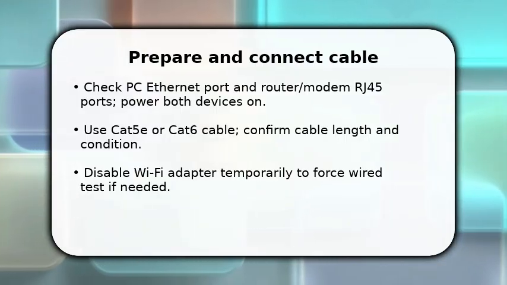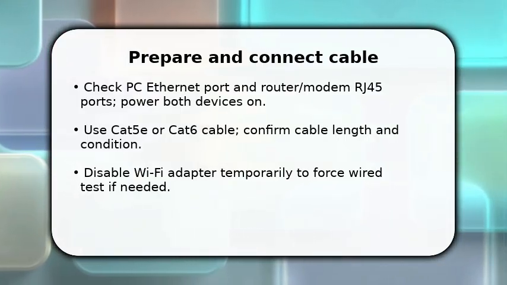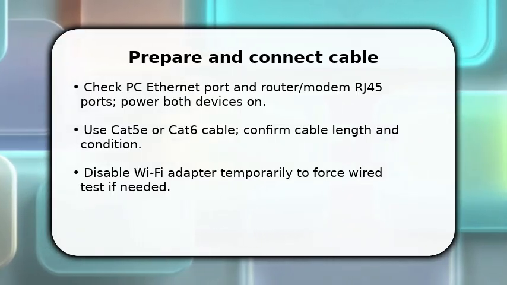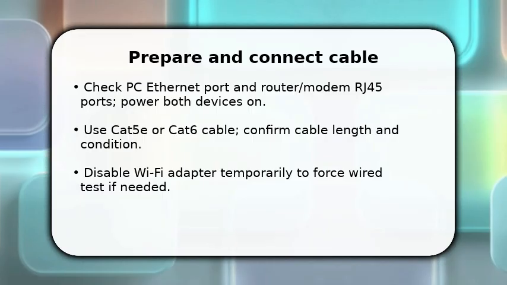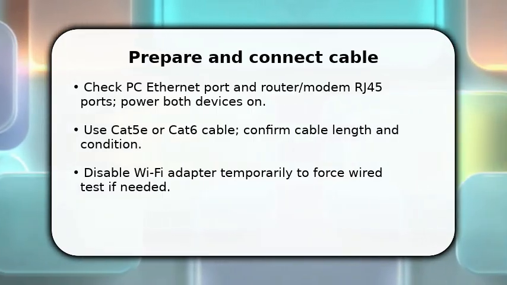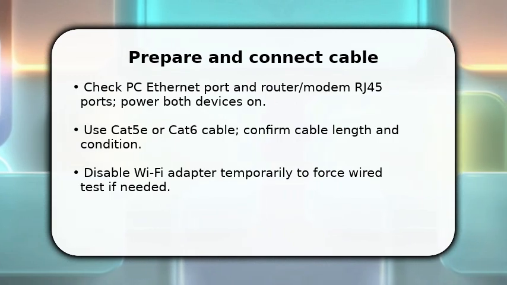If you want to isolate issues, disable Wi-Fi so you test only the wired connection. Doing this first gives a clear path forward and prevents software from masking cable or port faults. Once the physical link is active, you configure networking so data flows.